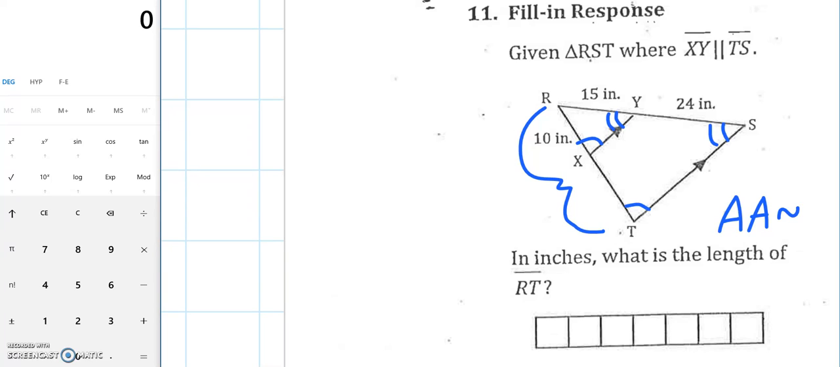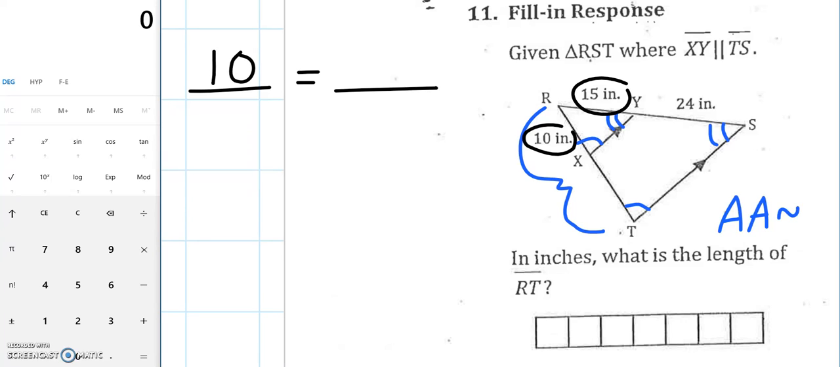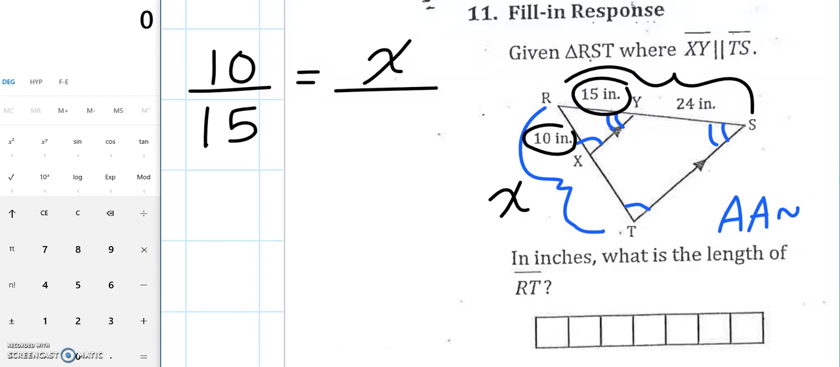Anytime you have parallel lines, you want to match things up and set up a proportion to solve for a missing side length. So let's set up our proportion. I have 10, which matches up with 15. And now I have the entire left side of the big triangle, which I have as X, because I don't know it. And then that should match up with the entire right side of the big triangle. Now the entire right side is 15 plus 24. So 15 plus 24, I get 39.